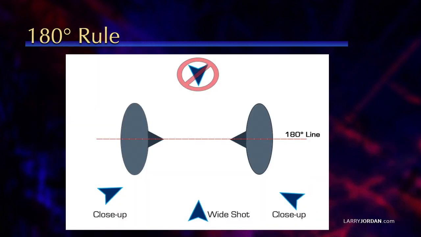Another important concept is the 180-degree rule. This is the rule that says if you have 2 actors talking to each other and you draw a line connecting their noses, all the cameras that are shooting that scene need to be on the same side of the line to avoid confusing the audience.